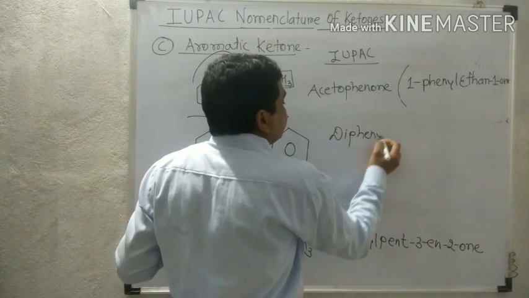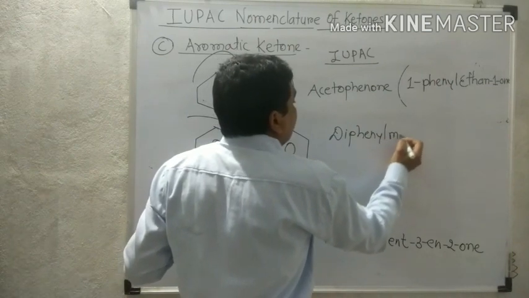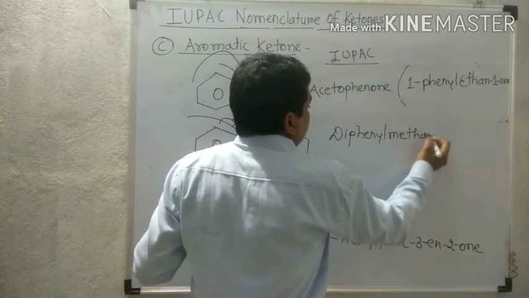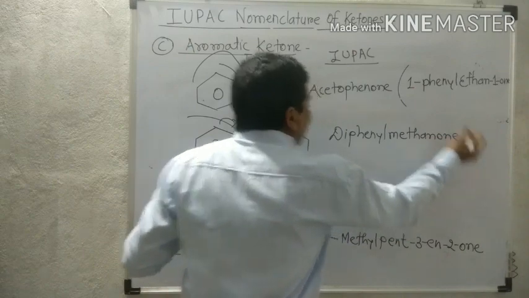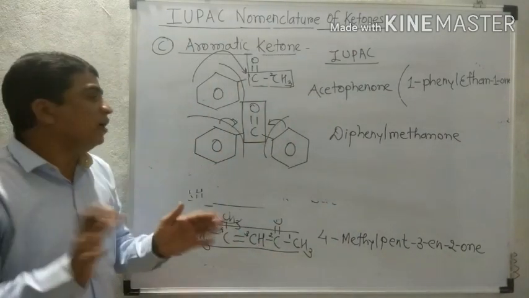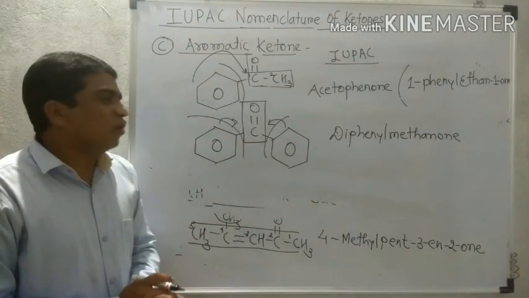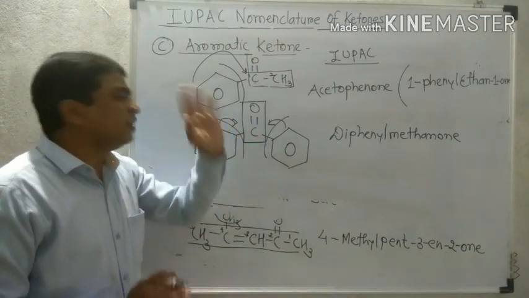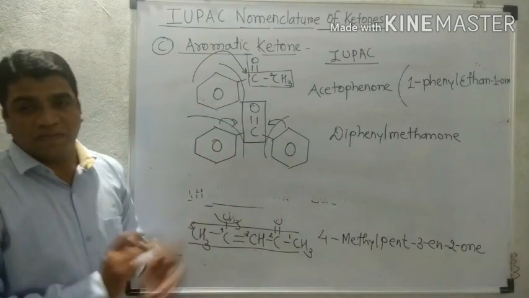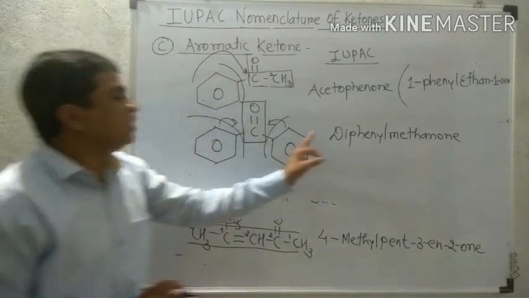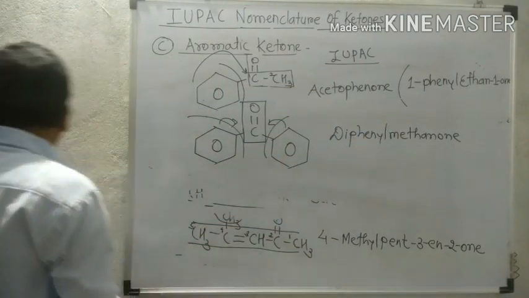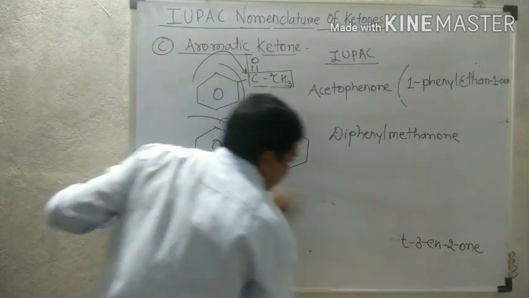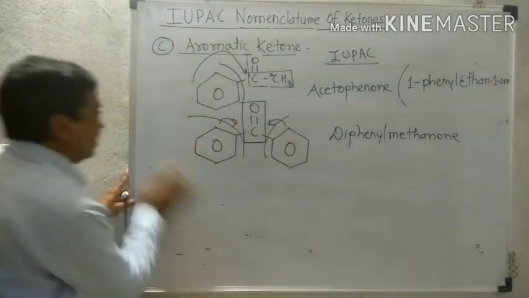diphenyl methanone. Only a single carbon is present. Therefore no need for numbering, or no need for fixing the position of these 2 phenyl groups. Therefore it is only diphenyl methanone. No need of any numbering because only a single carbon is there.